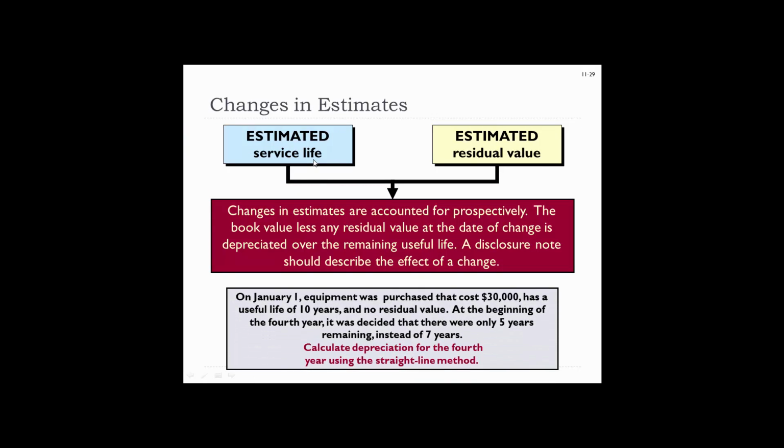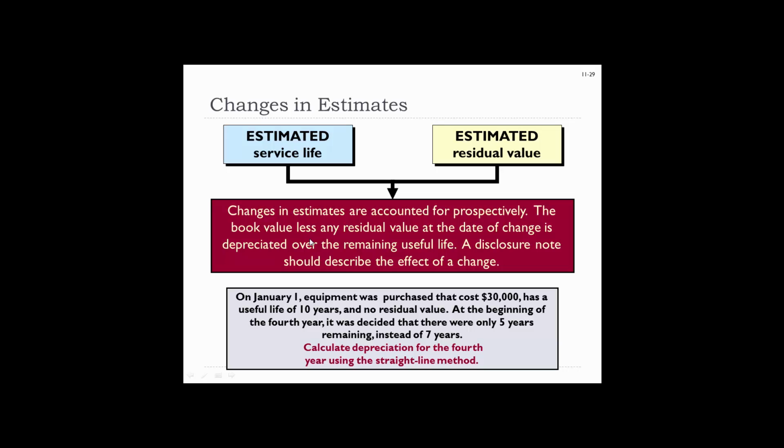So changes in estimates. There are also changes in estimates, because what if the estimated life or the estimated residual value changes? Changes in estimates are accounted for prospectively, which means we don't go back and adjust. We just move forward and adjust. The book value less any residual at the date of the change is depreciated over the remaining life. A disclosure note would describe the effect.